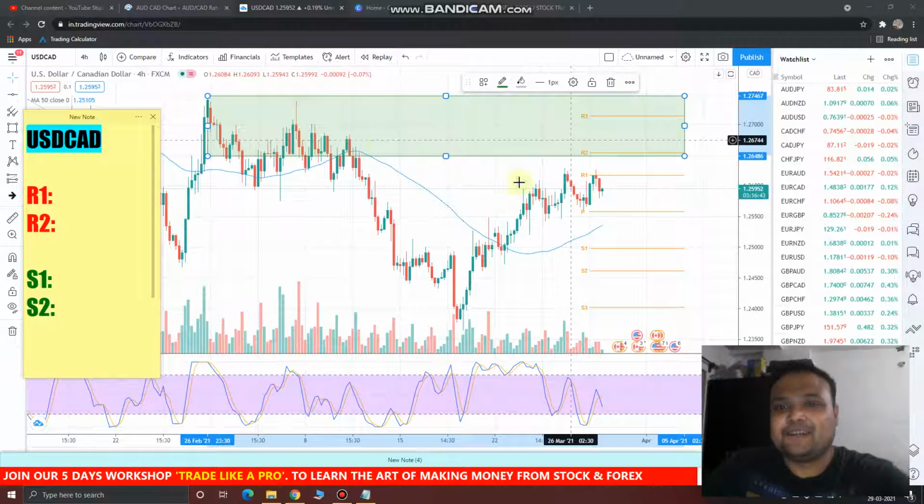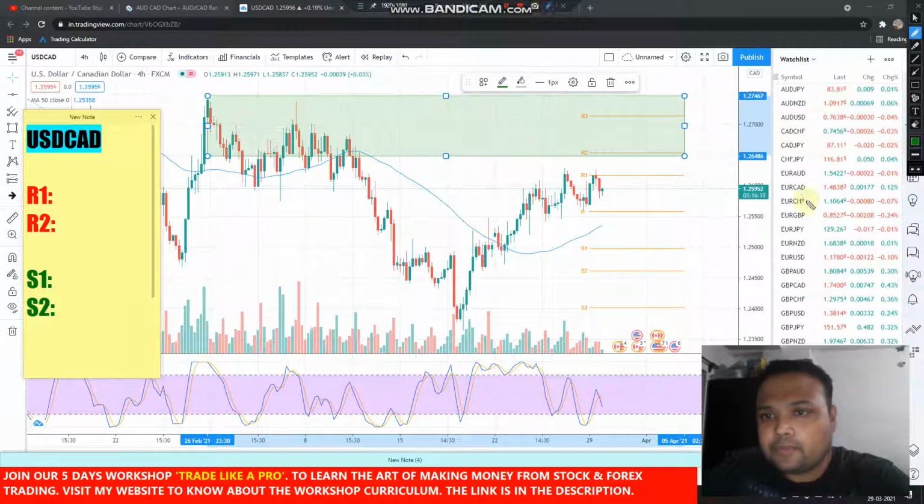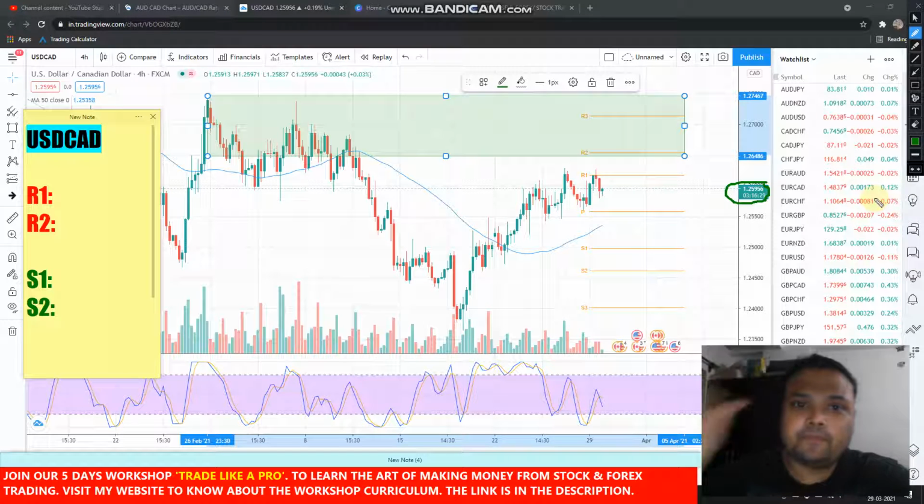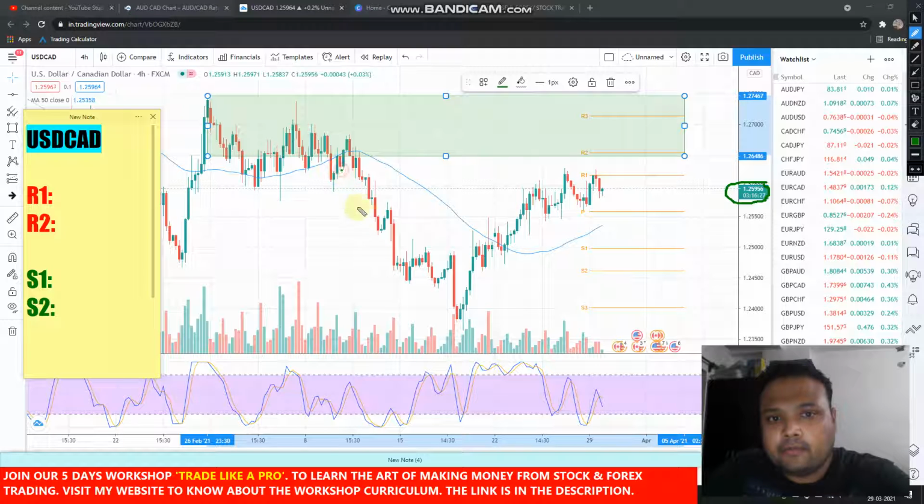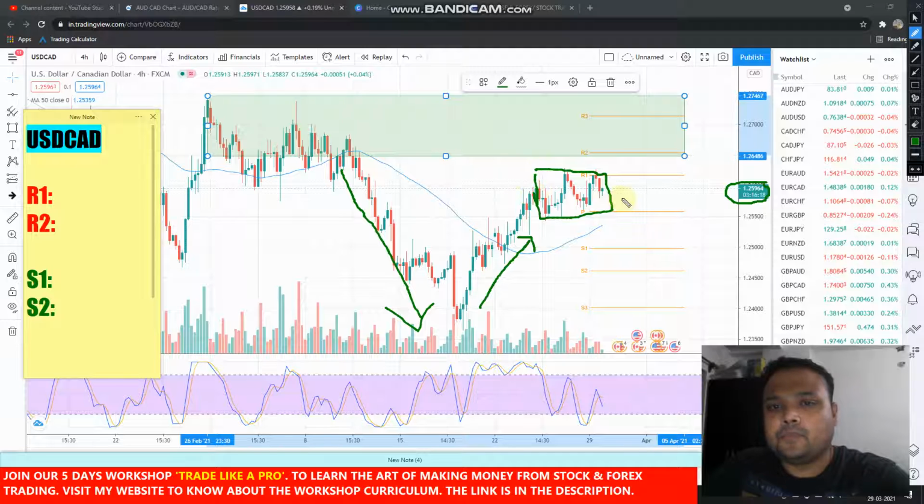Okay, let's jump to the chart. This is the chart of US dollar, Canadian dollar, USD/CAD. 1.2595 is the current market price. As you can see, the market was in consolidation. Then the market fell big time. With the same speed, the market went up, and right now the market is in a range.